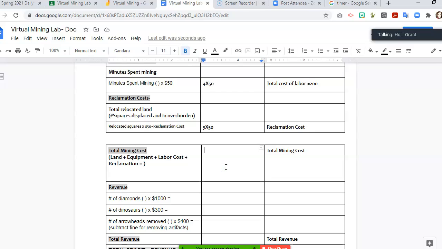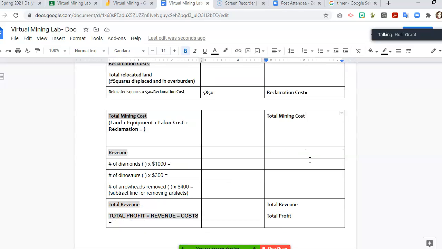Okay. So total mining cost. Here's what I want you to do. Add up the total amount of land, your equipment, the labor costs, and your reclamation. And give me your total mining cost over here. So that's your expenses, right? That's how much it costs for you to just dig in general.